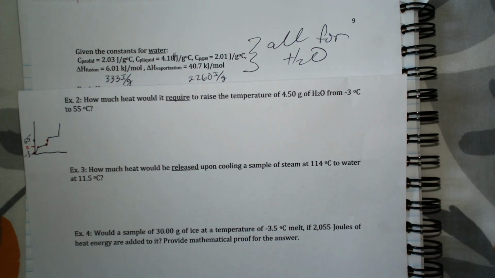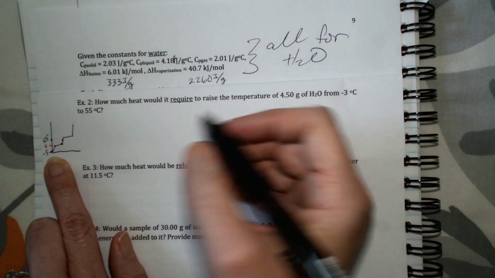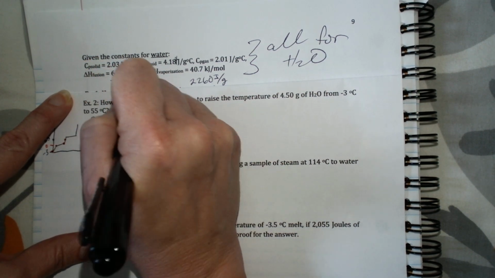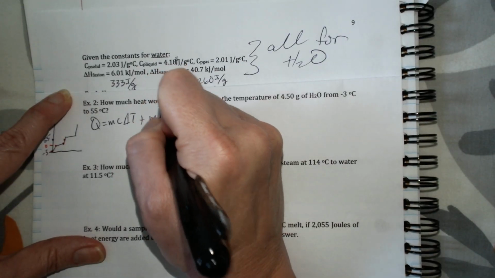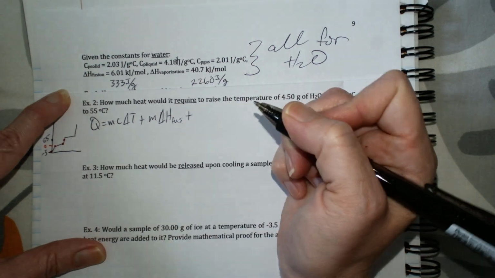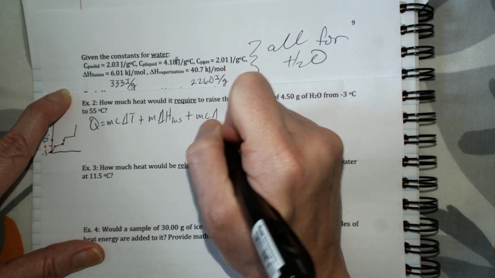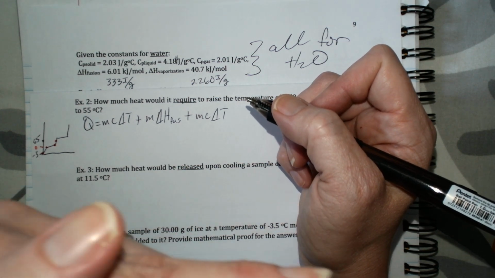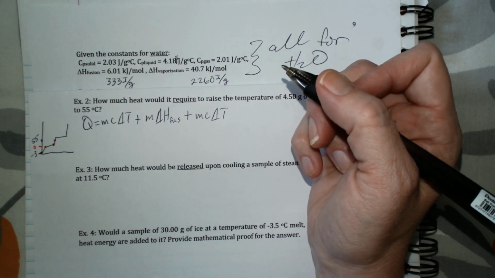So I know that my first one, my slanty one, is going to be a Q equals MCΔT, but it's going to be for ice. So my first Q value is going to be an MCΔT. And then I'm going to add to that the line segment, which is going to be an MΔH, and since it's melting, it's going to be of fusion. And then my third line segment is a slanty one, so it's going to be an MCΔT again. Since I'm going that way with my melting, my heat of fusion is going to be positive. Then you just plug it in.